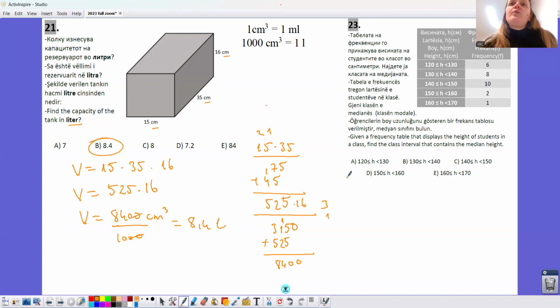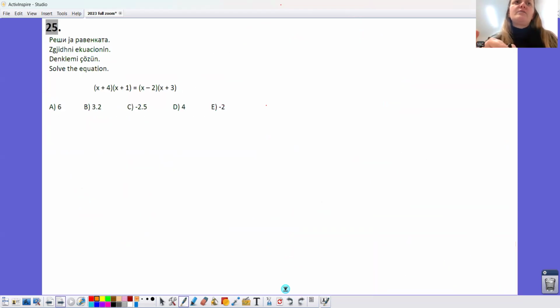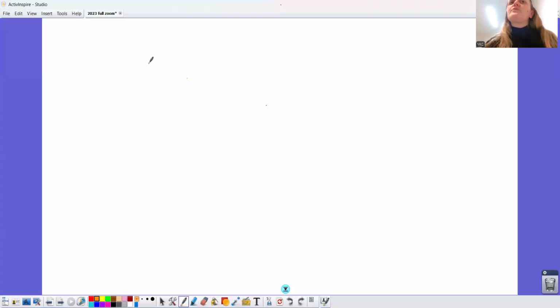This is 21. I have skipped 22, but let me write it here, then I will come back to 23. I have forgotten to put 22. 22 in the paper is like this: 2a over 9 minus a over 2 is equal to 10.